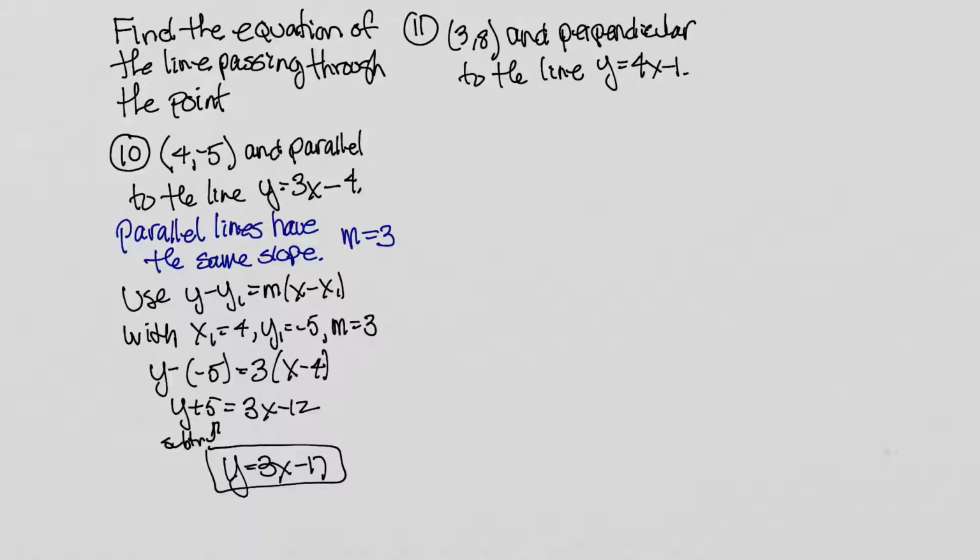Now we want to find the equation of a line that passes through this point and is perpendicular to this line. Now we know parallel lines have the same slope, but perpendicular lines have negative reciprocal slopes. The slope of this line is 4.